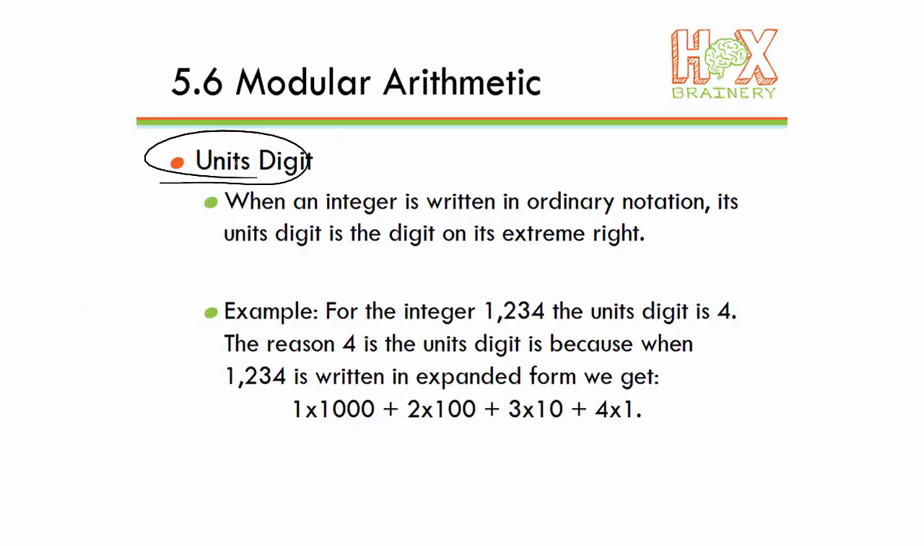Units digit. All right, so when an integer is written in ordinary notation, its units digit is the digit on the extreme right. So for example, if you have this integer here, 1,234, we know that the units digit is 4. The reason 4 is a units digit is because when 1,234 is written in expanded form, and it might have been a while since we've done something like this, this is what it would look like. You have 1,000 plus 2 times 100 plus 3 times 10 plus 4 times 1, right? There's your units.